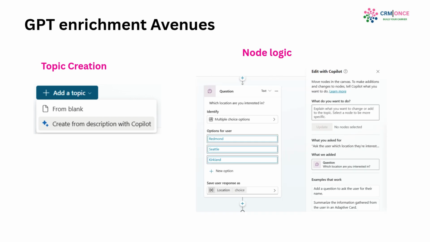2. Node logic editing with Copilot. Another place GPT shines is within the dialog node logic. Select any node and click Edit with Copilot. Use natural language to describe the update you want, for example, ask the user for their city, and Copilot rewrites the logic instantly. This capability takes the manual tweaking out of node configuration, giving you intelligent suggestions and helping you rapidly evolve your bot's interaction design.